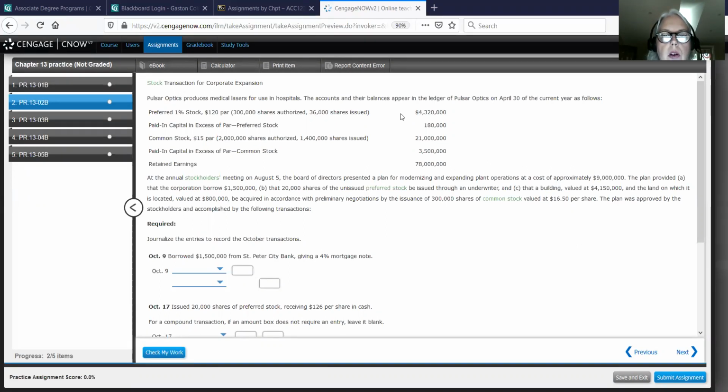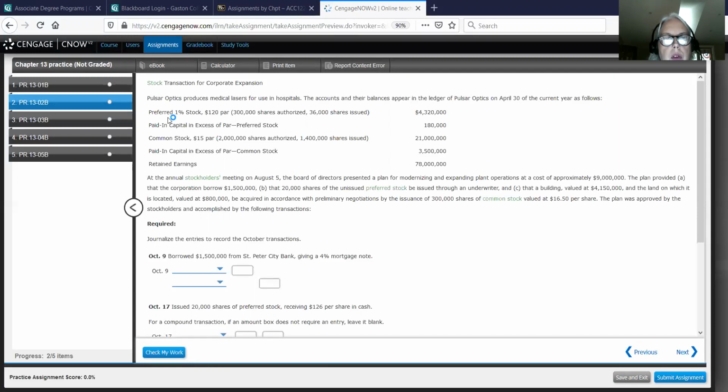The accounts and their balances appear in the ledger of Pulsar Optics on April 30th of the current year as follows. What they have is some preferred stock. Preferred stock, if you'll remember, is stock that we've sold to stockholders who have rights to dividends before common stockholders. That's why we call them preferred stockholders.